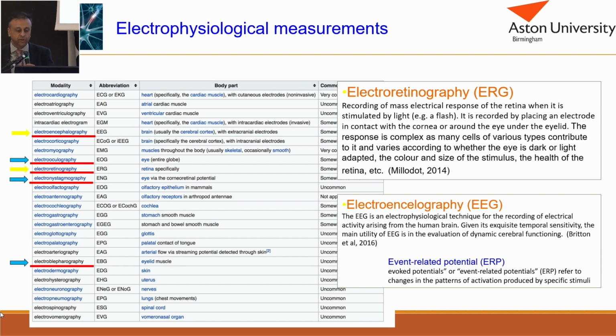You probably also heard of event-related potential. This is where a stimulus is presented to the eye and there's an increase in the evoked potential. And a visually evoked potential is where the stimulus is a visual stimulus. So you probably heard the term VEP.